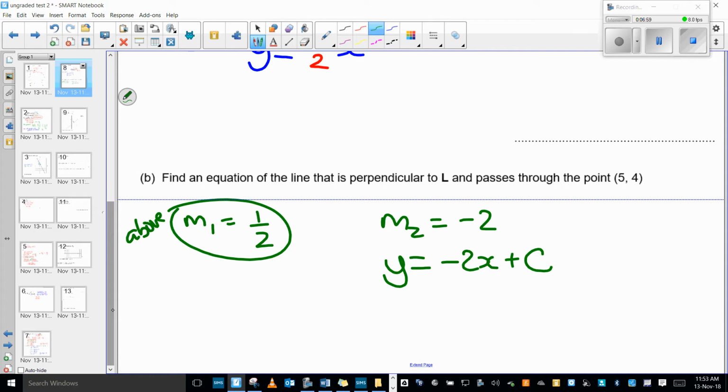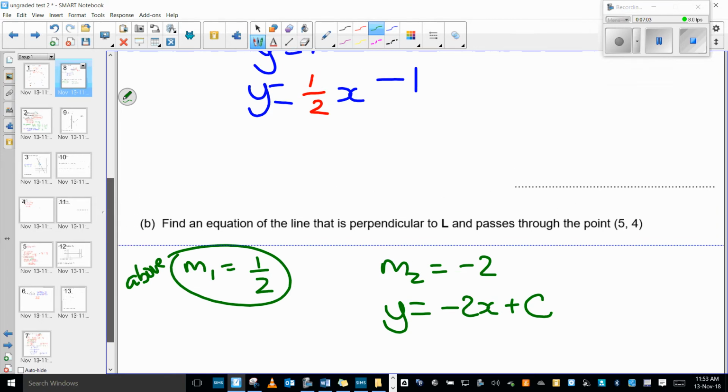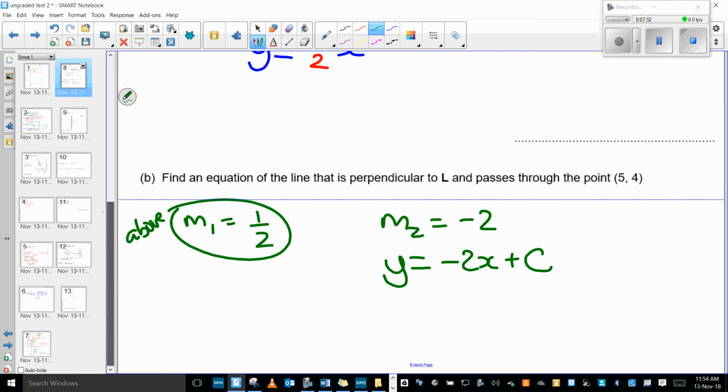It's a negative reciprocal. So the gradient up above was 1/2. If we find the reciprocal of this and change the sign, it becomes -2, or -2 over 1. Why are we trying to find the negative reciprocal though? Because it's perpendicular. Whenever something's perpendicular, find the negative reciprocal. Yeah, exactly. Is that all coming into place? Yes? Alright.